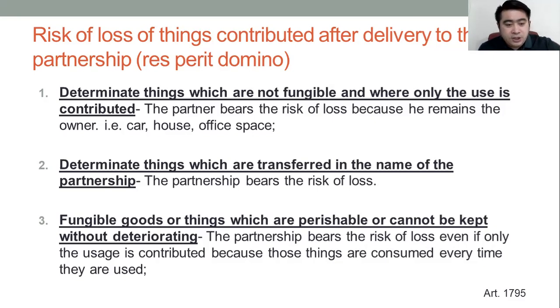Number three, fungible goods or things which are perishable or cannot be kept without deteriorating. The partnership bears the risk of loss even if only the usage is contributed, because those things are consumed every time they are used. Examples are liquid soap or rice. You be imaginative with fungible things, or things which are perishable, because he cannot keep them for long. So in that case, the partnership bears the risk of loss. Let's say they burned or there was an earthquake and they were destroyed, etc. So those are the kinds of loss. When fungible goods or perishable goods, or those that cannot be kept without deteriorating are involved, the partnership bears the risk of loss.